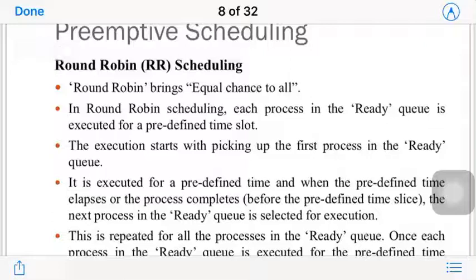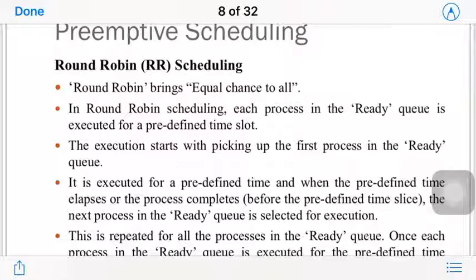The next type of preemptive scheduling is round robin scheduling. Round robin brings equal chance to all. Whatever the processes or threads are in a ready queue, all will get an equal chance. In round robin scheduling, each process in a ready queue is executed for a predefined time slot.